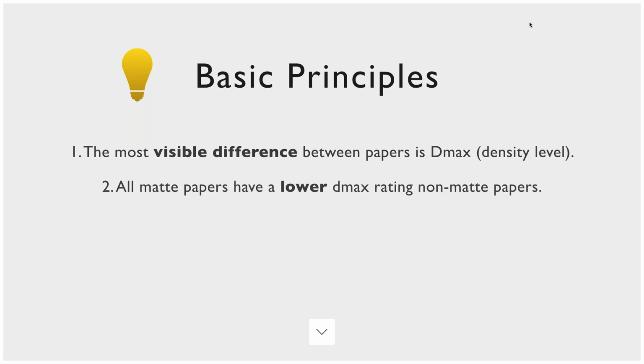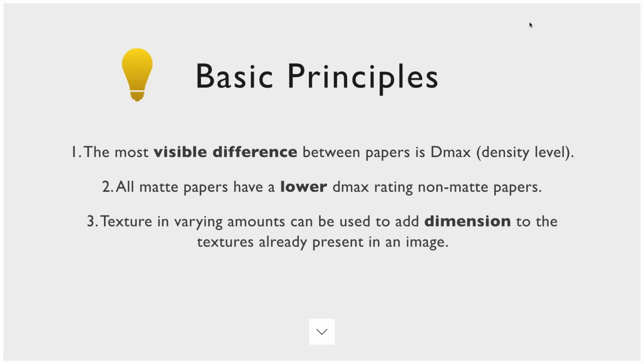The second critical principle is that all matte papers have a lower Dmax rating than non-matte papers. All matte papers have less density than non-matte papers. So right there, you can separate all of Canson's papers into two broad categories: matte papers and non-matte papers. And non-matte papers can be satin, luster, gloss, fiber, whatever. If they're not matte, they're going to have more density. If they are matte, they're going to have less density. And so that gives you a really important fork that you can think about when you're selecting papers.